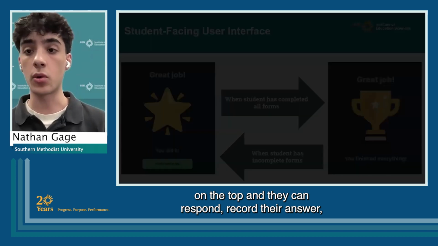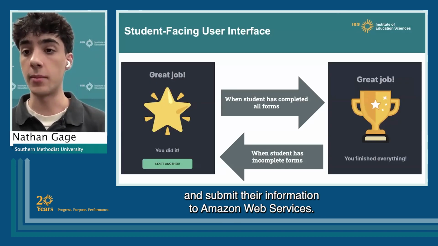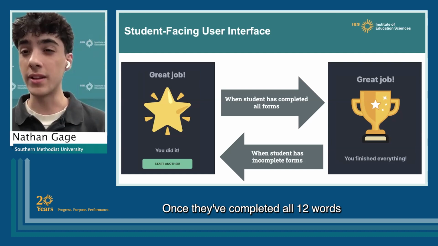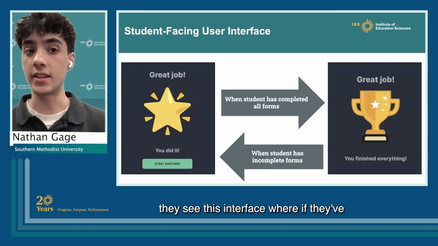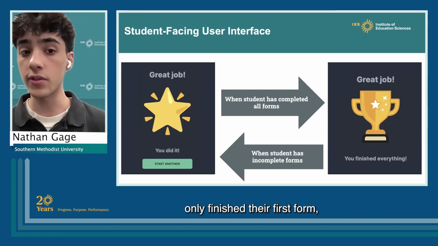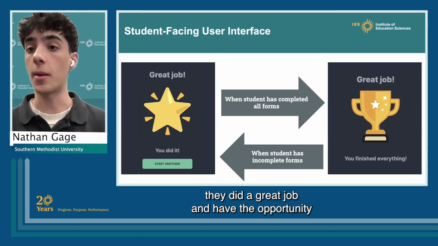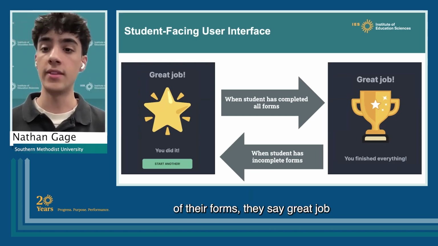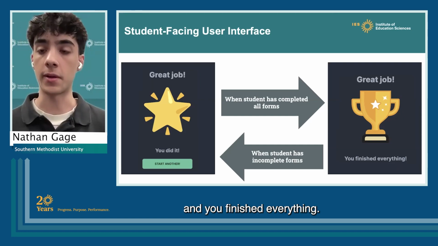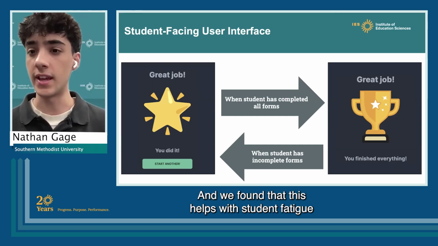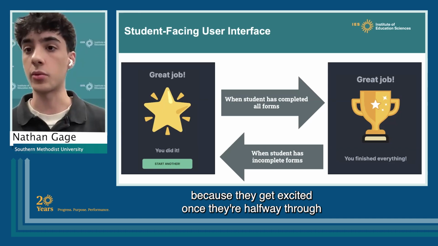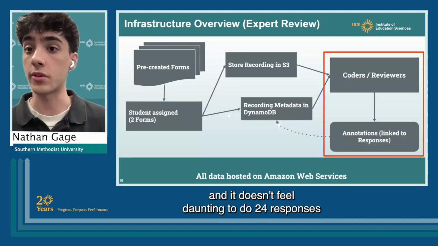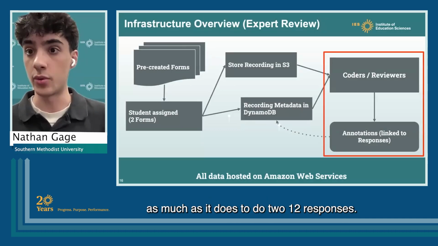and they can respond, record their answer, and submit their information to Amazon Web Services. Once they've completed all 12 words, they see this interface where if they've only finished their first form, they get a great job and have the opportunity to start another. Or once they've completed both of their forms, they see great job, you finished everything. And we found that this helps with student fatigue because they get excited once they're halfway through, and it doesn't feel as daunting to do 24 responses as it does to do 12 responses.